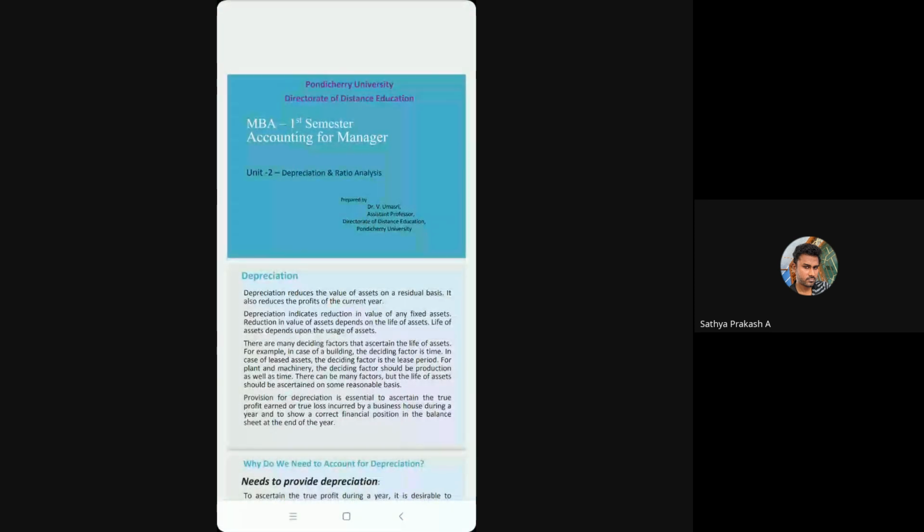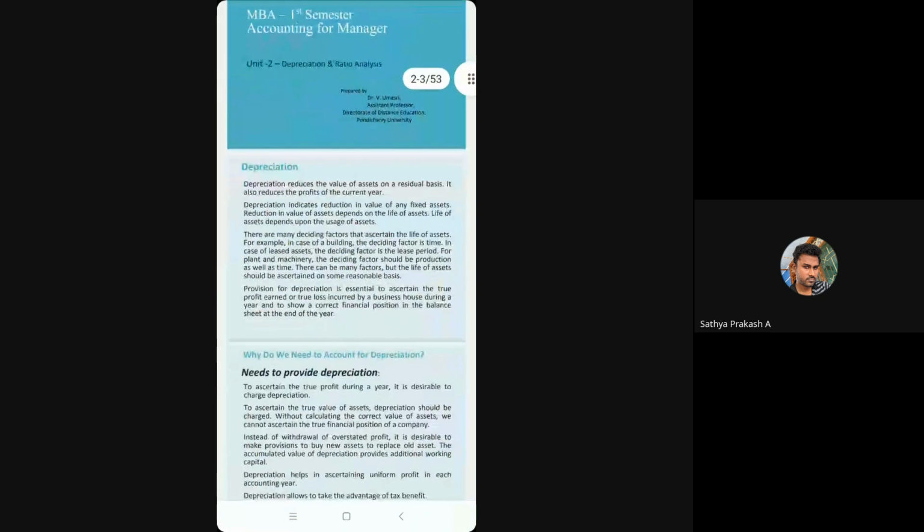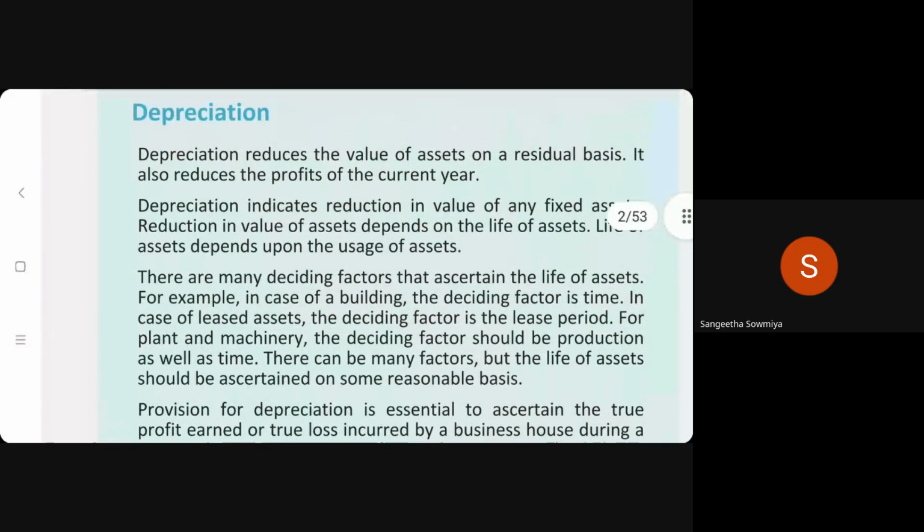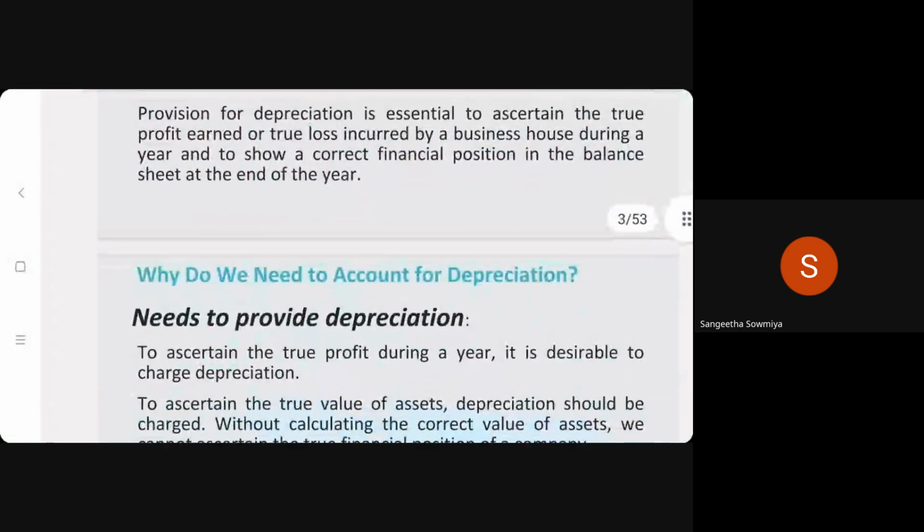Can you see this? The next unit is depreciation accounting and ratio analysis, right? What is depreciation? Fall in the value of assets. Reduction in the value of assets because of using them for producing goods and services, not only for utilizing, but also sometimes wear and tear. So many reasons are there. That is why the value of assets reduces.